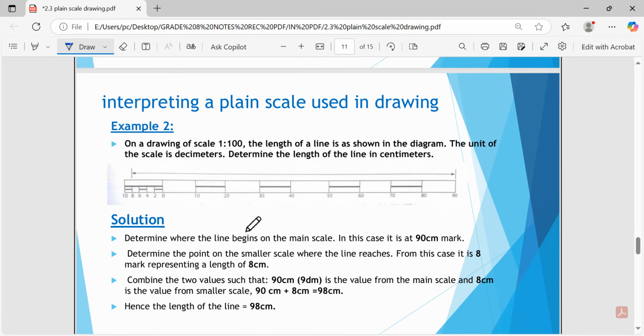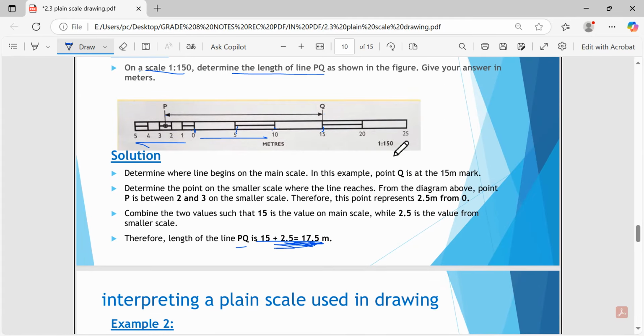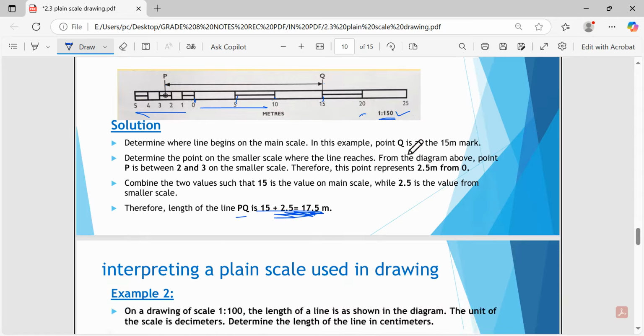Let us interpret another one. You're told on a scale drawing, on a drawing of scale 1:100. Oh, and by the way, sometimes they use a scale in this form, but they don't write RF. But if you write RF, you must write it in the form of a fraction. But if you don't write RF, it's okay to write it in ratio form. So that is why they've written that in ratio form, which is also one feature of a plain scale.